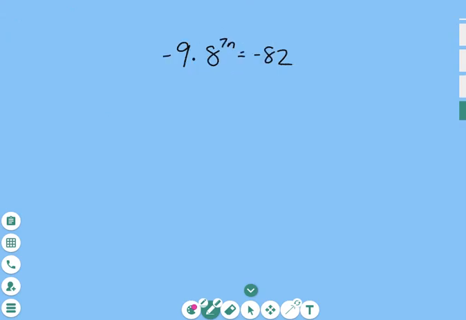Let's try another problem like that. So, following order of operations, I need to get the exponential piece by itself. So right now I am multiplying by negative 9. So I need to undo that by dividing by negative 9 on both sides. So I end up with 8 to the 7n power equals 9.1 repeating.